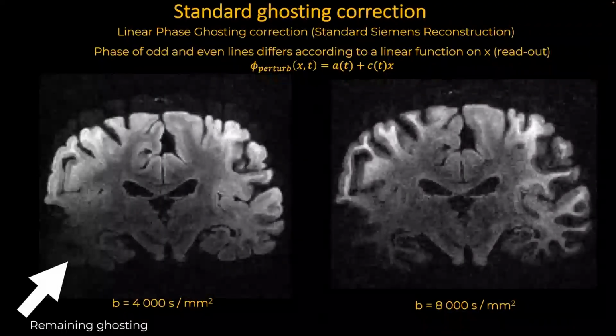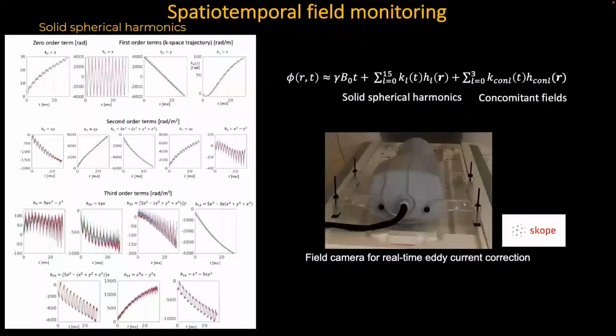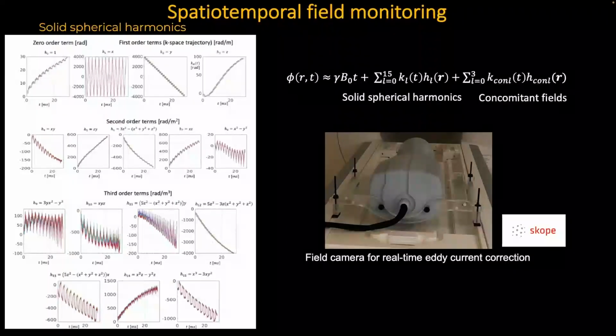Even conventional techniques like linear phase correction that is included in any Siemens scanner are insufficient here because they make simplistic assumptions of the phase variation between odd and even lines in EPI, which definitely do not hold when we use ultra high gradient strength. So clearly for ex vivo diffusion MRI, we need superior techniques. We need more advanced reconstruction approaches. One of those approaches is spatiotemporal field monitoring. The idea is that with a field camera, we can measure the spatiotemporal variation of the main magnetic field, and that gives you complete information of all of the phase perturbation as well as the k-space trajectory.